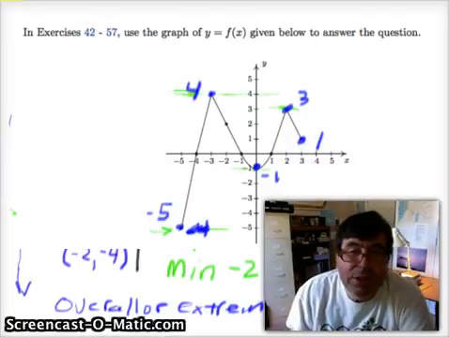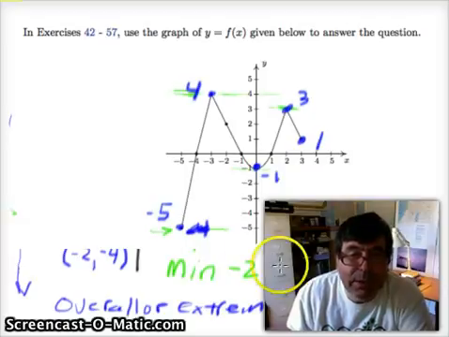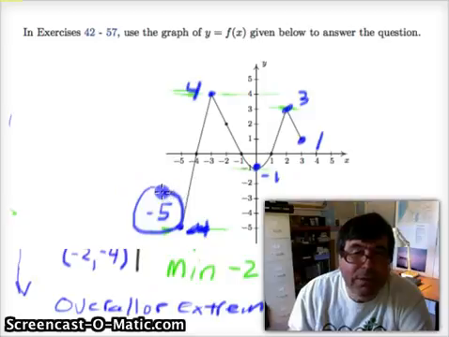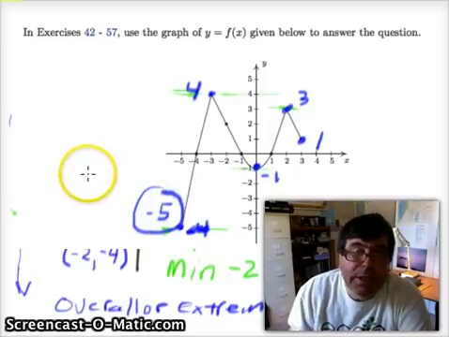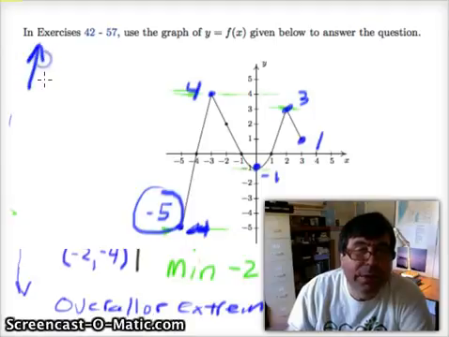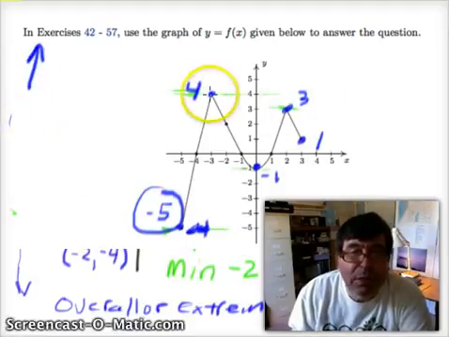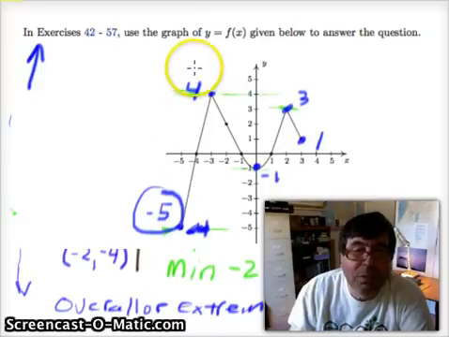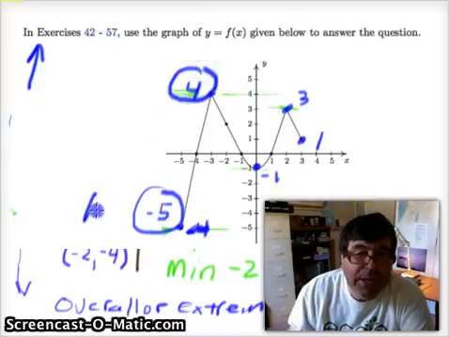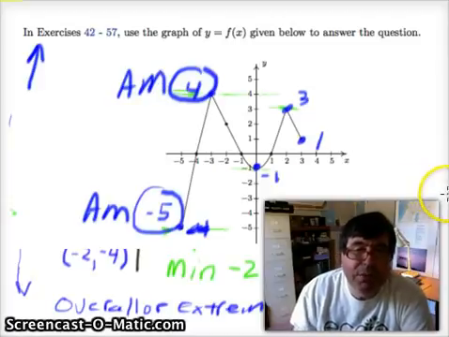All right, now the question is, is there an absolute minimum? Yes, there is an absolute minimum. It's the lowest or most negative value. That is negative 5. Is there an absolute maximum? I don't know. Does the function go up forever? No, it stops. It stops at 3 and it stops at 4. But which one's the highest? 4. So this is the absolute minimum. This is the absolute maximum. Now, are there any relative mins or relative maxes?